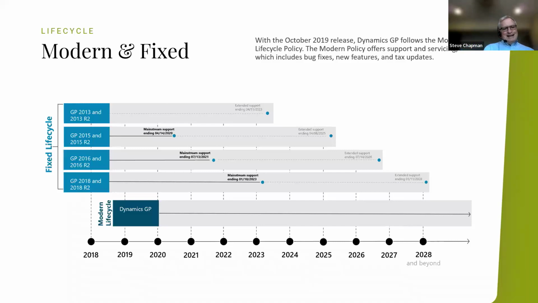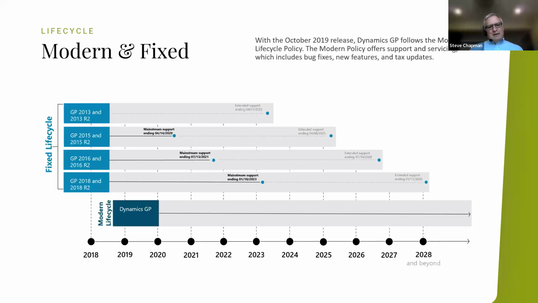Following GP 2018 R2, Microsoft switched GP to a modern life cycle. What that means for GP users is that every year, Microsoft's going to come out with a series of updates. They're going to be bug fixes, new features, and tax updates. Microsoft is also saying that to be current on GP software, you have to take at least one of those upgrades every year. There's going to be 2 to 3 upgrades available to people that are on their maintenance support.